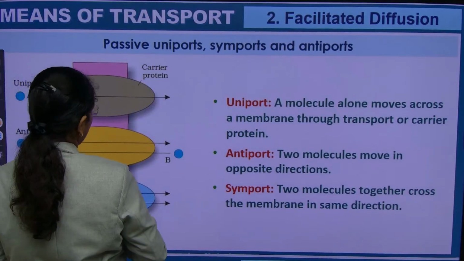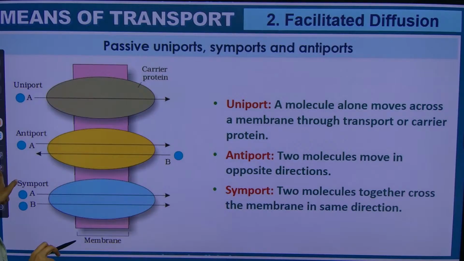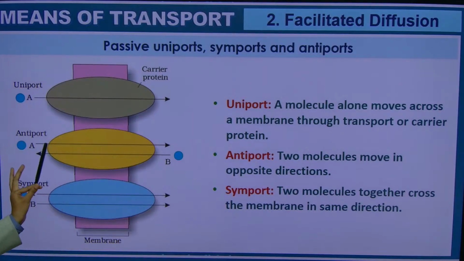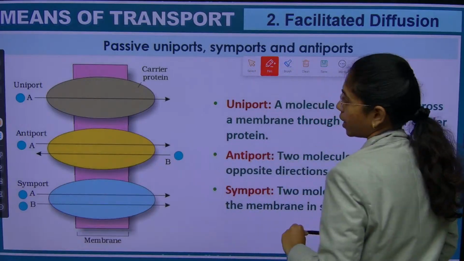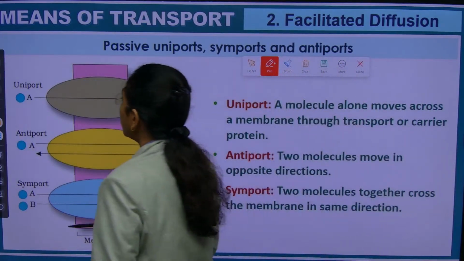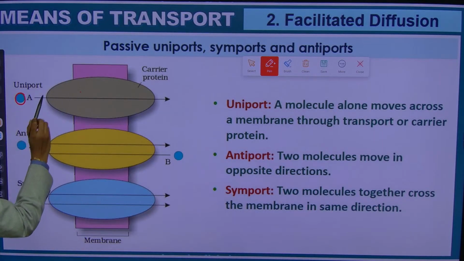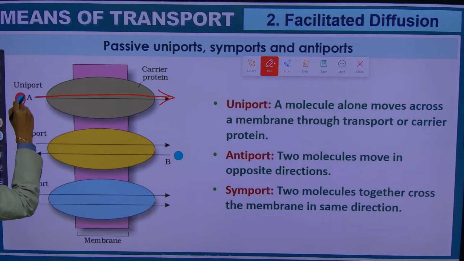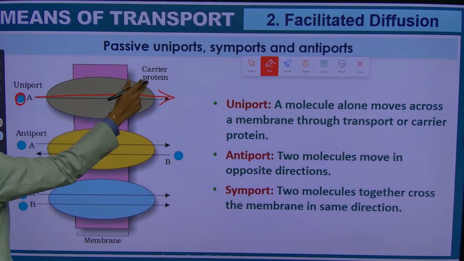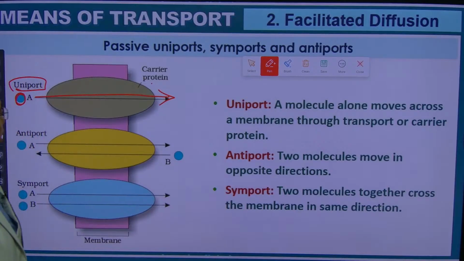Now, passive uniport, symport and antiport. When facilitated diffusion has protein channels or carrier proteins, for example, if a single molecule is being transported through the carrier protein in a single direction, that is known as what? Uniport.